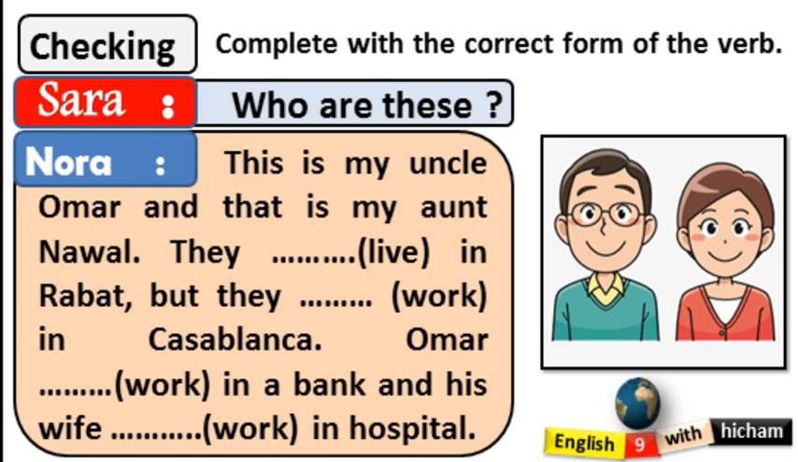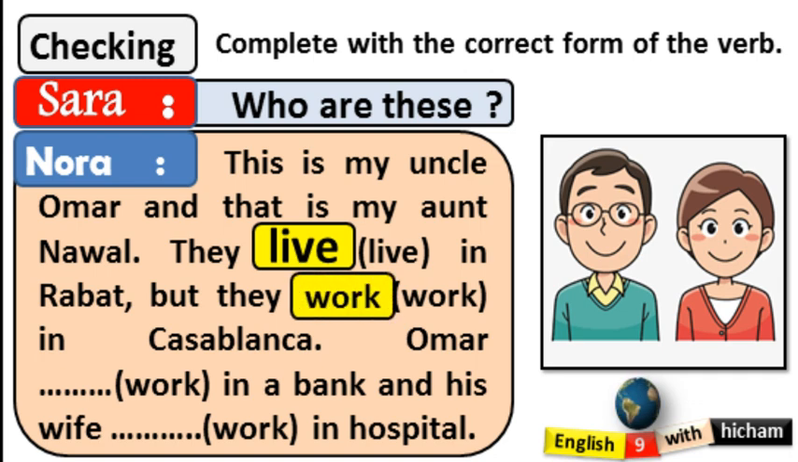Good job, my friends. Let's carry on our activity and let's correct. We have Sarah and Nora in this dialogue. Sarah: Nora, this is my uncle Omar and that's my aunt Nawal. The verb live: they live in Rabat, but they work in Casablanca. So they live and they work.